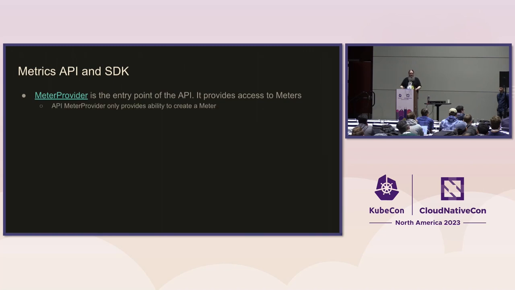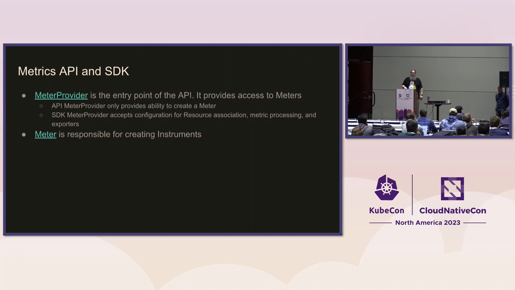And in the API, the meter provider just gives you the ability to create a meter, which is the next level of interactions. But in the SDK, this is where your application will configure things like what resources are attached to all of the metrics that are produced by this meter provider, or how you want it processed. Which aggregations do you want to use for specific metrics? And where do you want that data to go? Which exporters will it use?